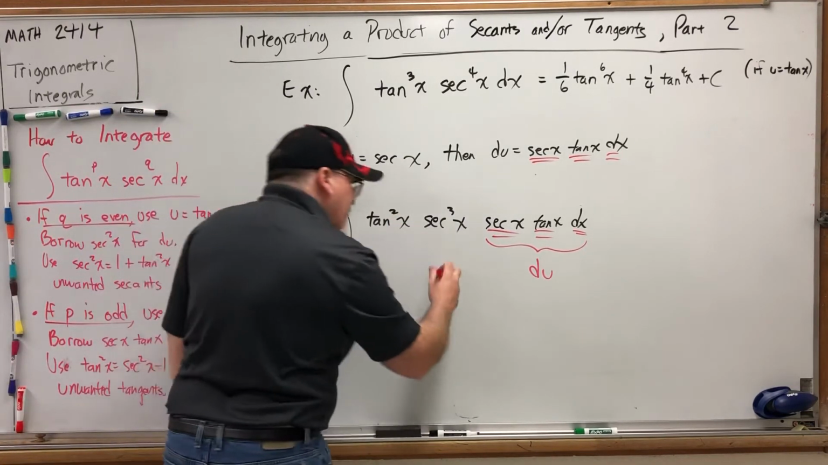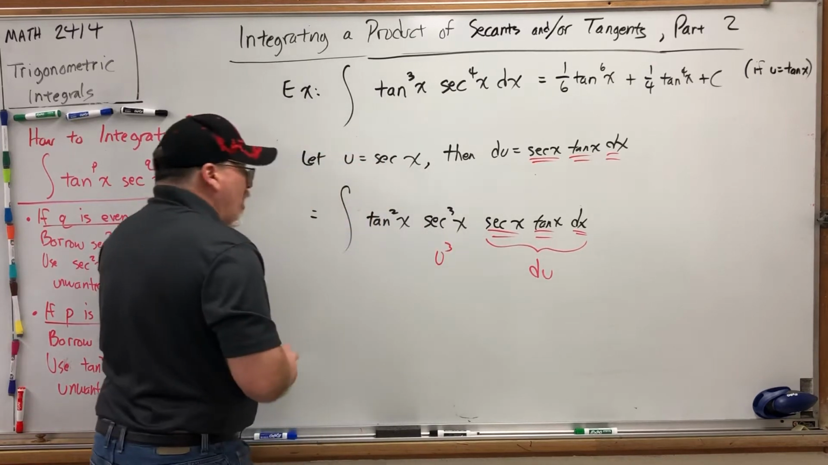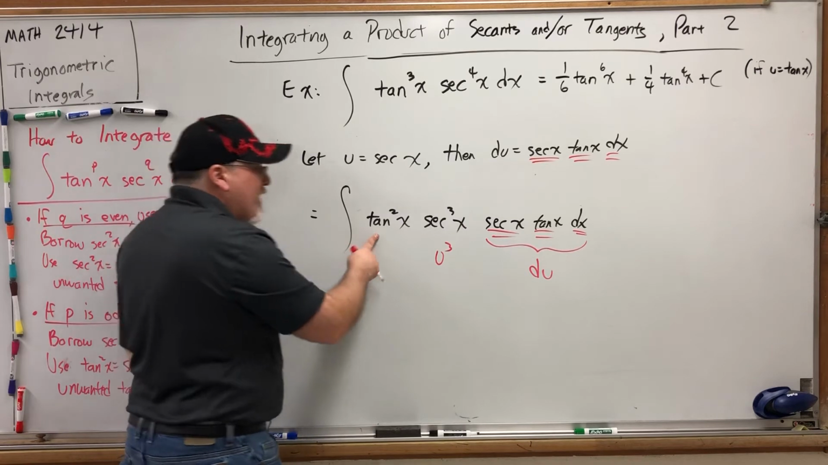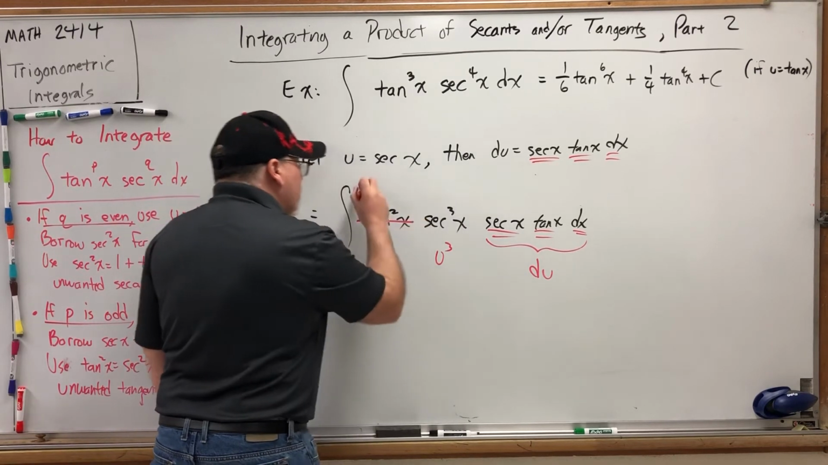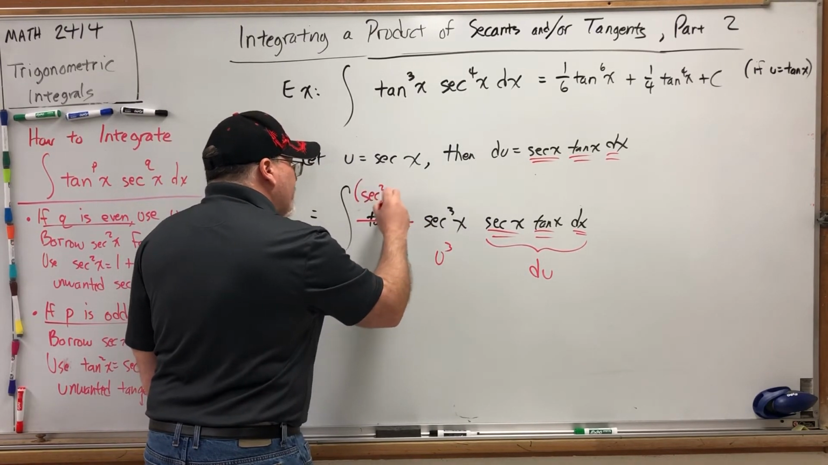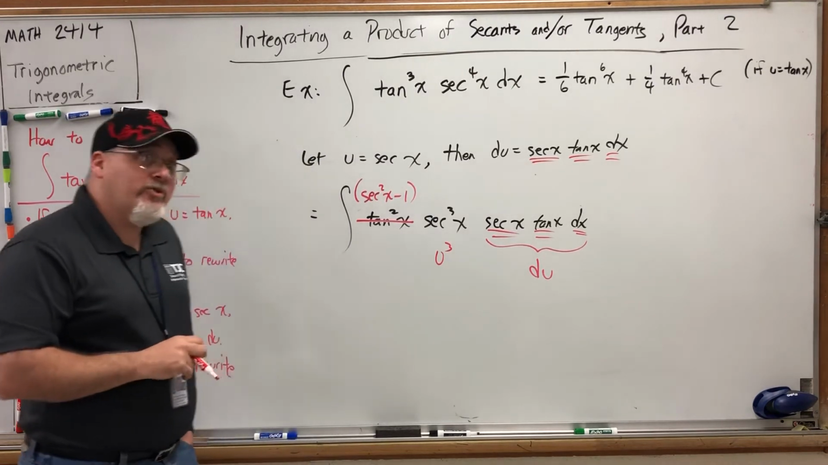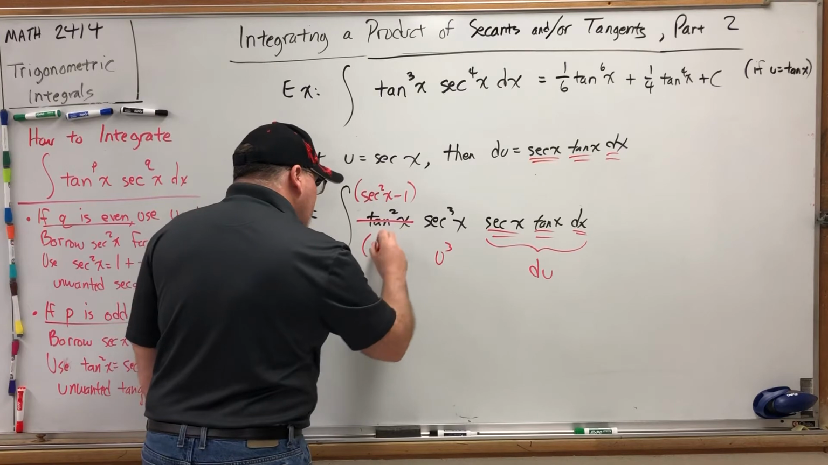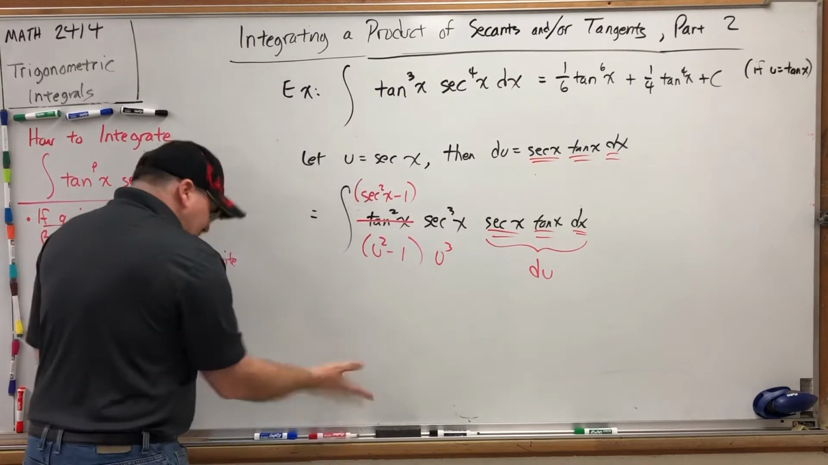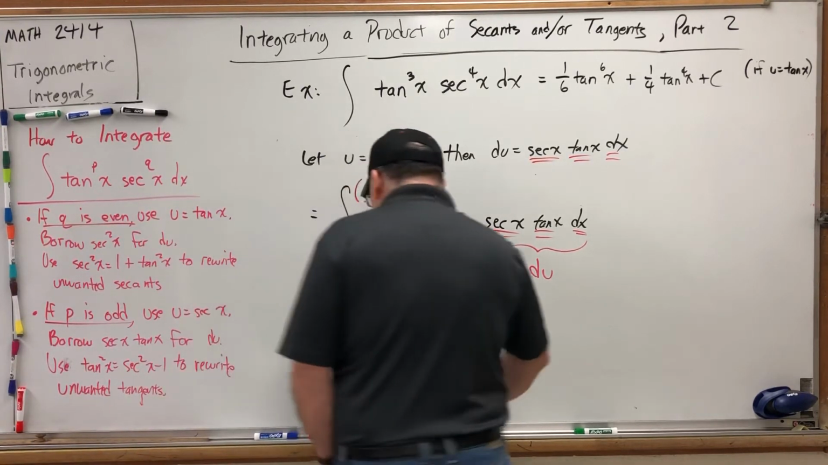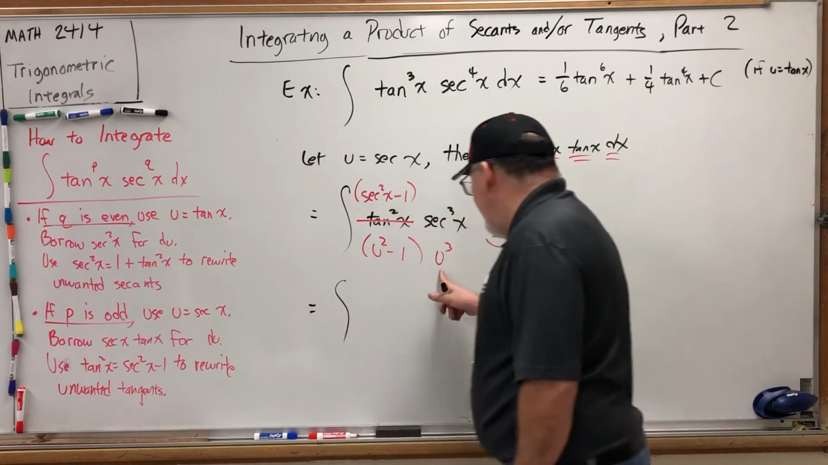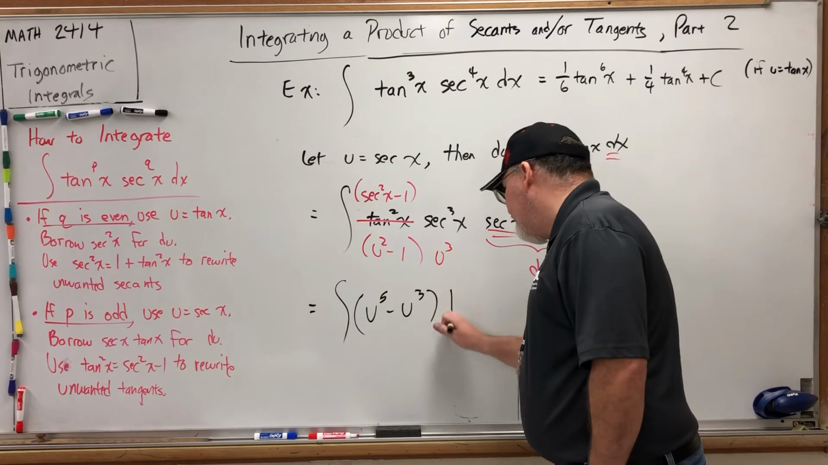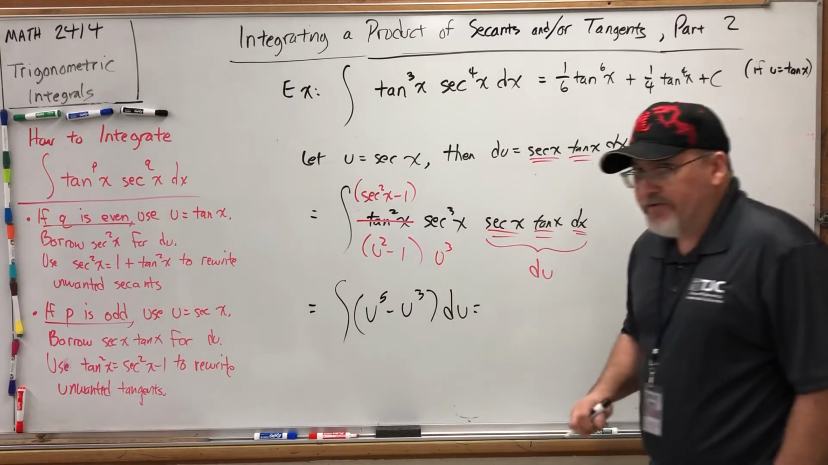Our wanted trig function was secant. And we have three of them here, so this is a u cubed. Our unwanted trig function is tangent, but its power is even, so we're on the right path. We can replace tangent squared with secant squared x minus 1. I wasn't kidding when I said you need to know those identities. Secant is the wanted trig function, so this becomes u squared minus 1. Now this is easy to integrate. Let's go ahead and distribute the u cubed to get u to the fifth minus u to the third. Because we don't integrate products, we integrate sums and differences.